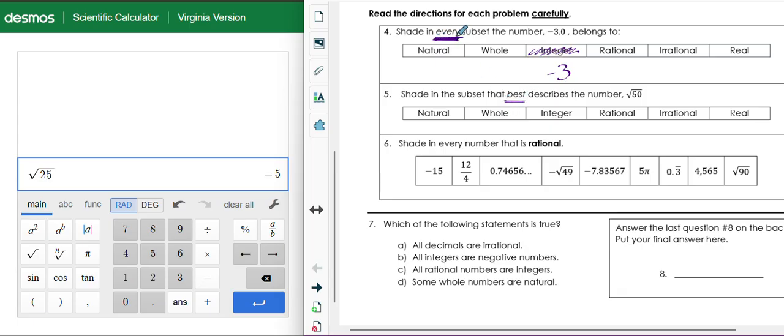On the next one, here I'm looking for every subset that it belongs to. The Venn diagram helps a lot here. Integers is inside of rational, and rational is inside of real. So if I say that something's an integer, if it's in that circle, it also must be in this bigger group, the rational numbers group. And these are all going to be real numbers, so we're also going to shade real there.